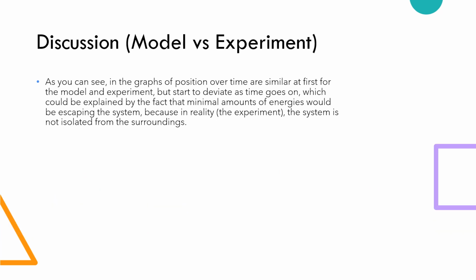So the discussion for the model versus the experiment. As you can see, the graphs of position over time are similar at first for the model and experiment, but start to deviate as time goes on, which could be explained by the fact that minimal amounts of energy would be escaping the system, because in reality, in the experiment, the system is not isolated from the surroundings.